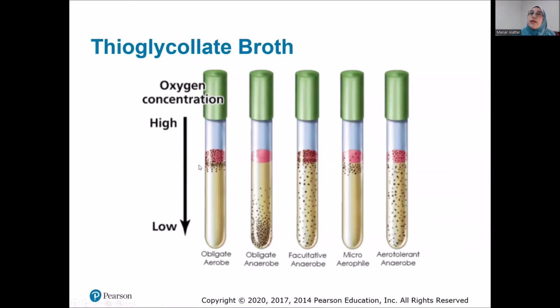And if you see growth just at the top where the red indicator is, then that's an aerobe. And if you see growth just at the bottom where there's no red indicator, then that's an anaerobe. And if you see some variation of that, then you're looking at variation of aerotolerance, where you might have an anaerobe that's tolerant to oxygen, or you might have an aerobe that's tolerant to anoxic conditions, and so forth. And so you can see where an organism lies based on their results in thioglycolate media.